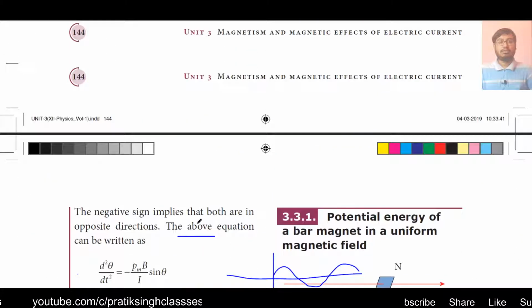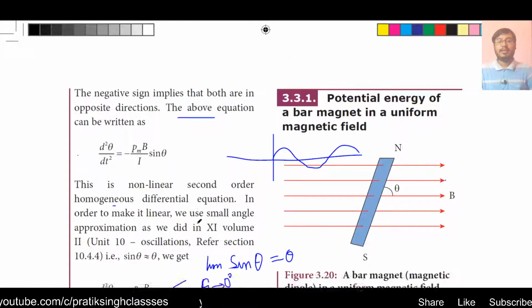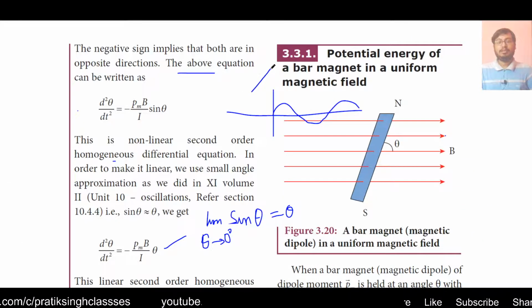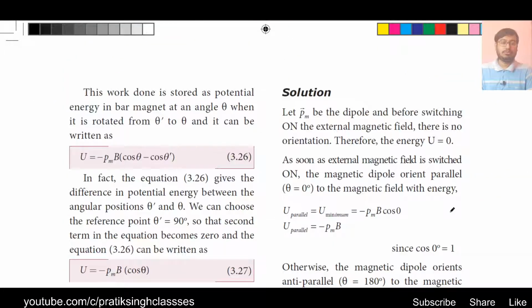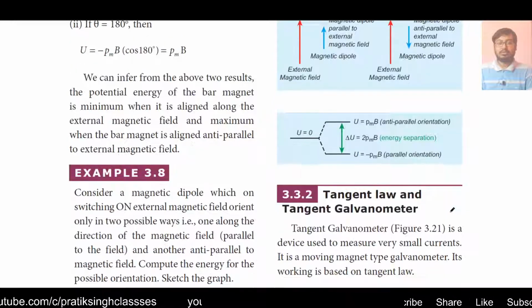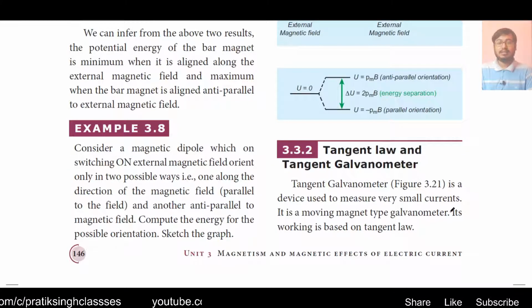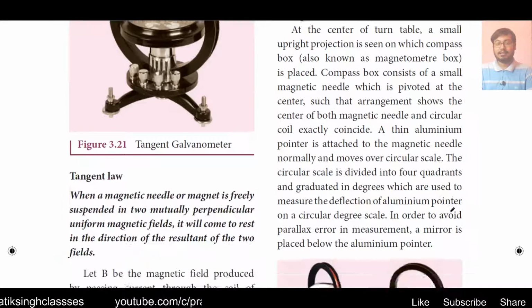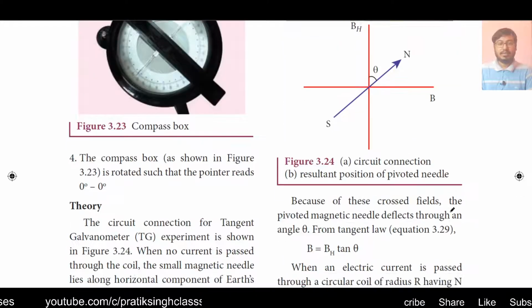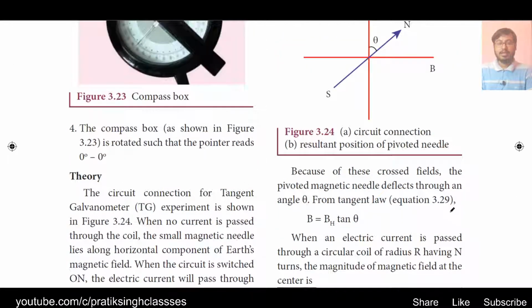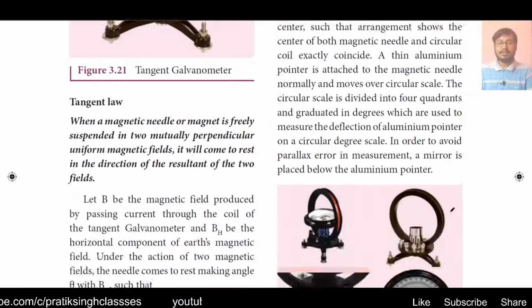So this is all about example 3.7. In the next video we will study section 3.3.1, that is the potential energy of a bar magnet in a uniform magnetic field. Here we have a lot of new things to learn, which are also correlated to the previous one. Then we will have tangent law and tangent galvanometer, and then the end of the lesson. Before that we will have some practical theory also, meaning the theories related to your practical examinations.